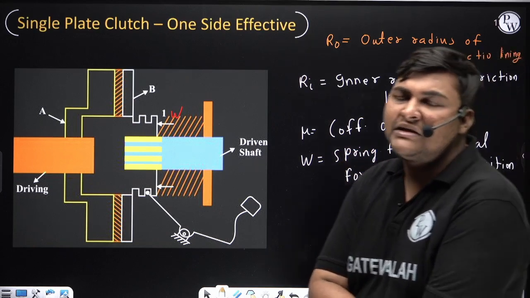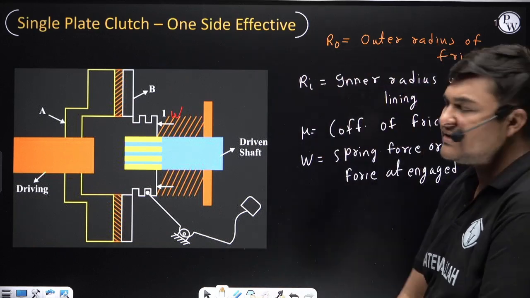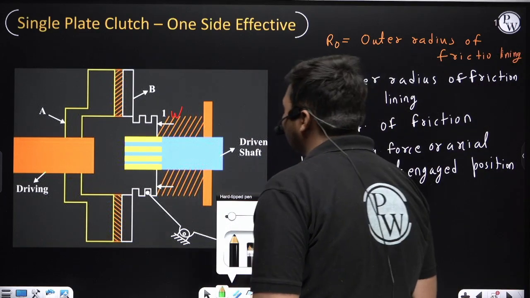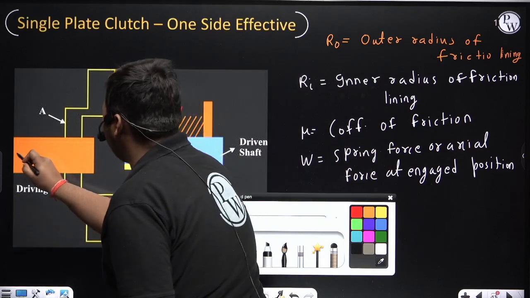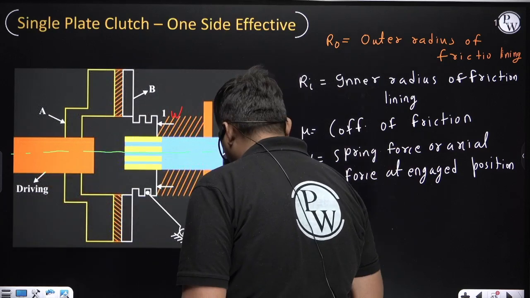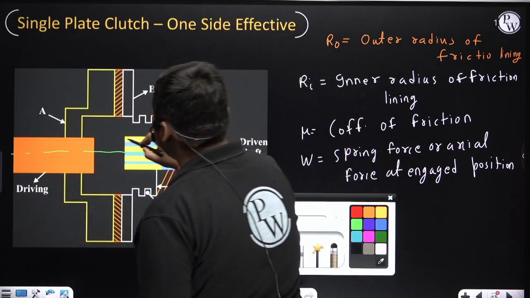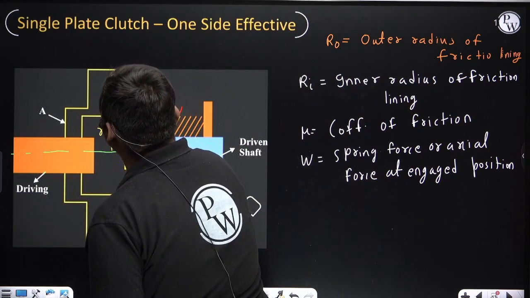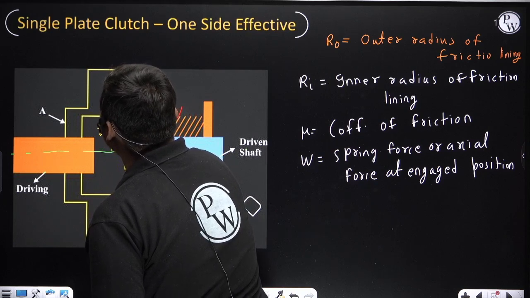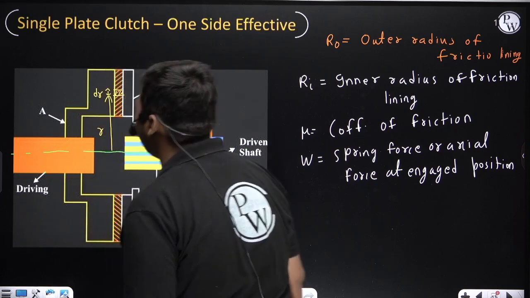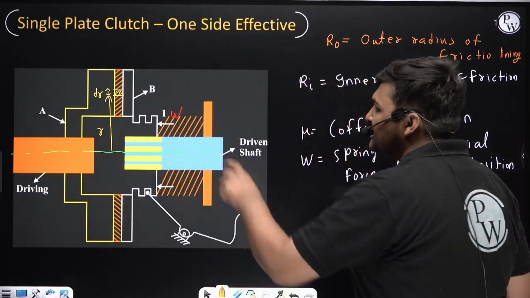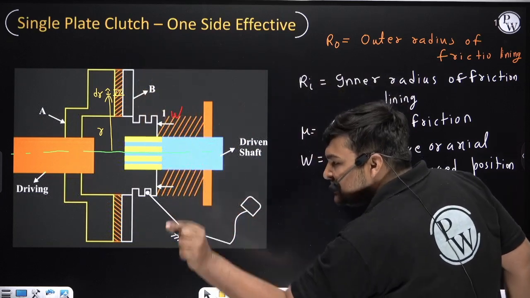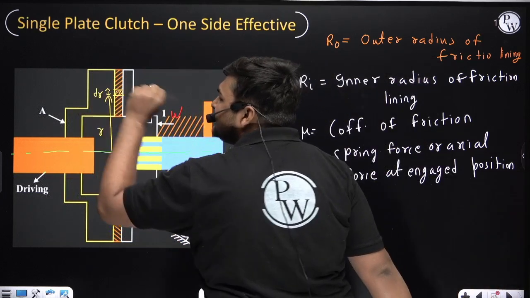Due to this W, pressure is created, or normal force is coming between the friction linings. Now, to do the analysis of this clutch from the center line, suppose this is the center line, at a radial distance r, I am considering a strip of thickness dr. Since I have taken this radial distance r, I am taking the thickness of this strip as dr. But this friction lining is circular in surface, right? It is like this. So this strip will also be circular in surface, whose thickness is dr.